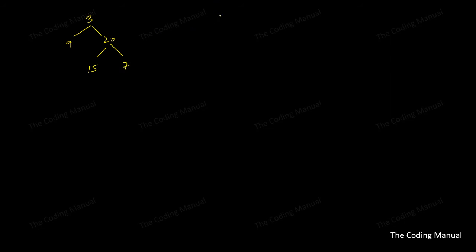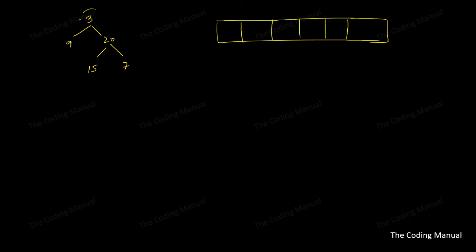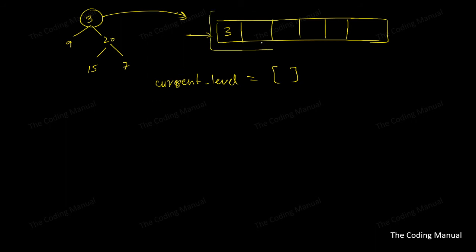So we will use a deque. We initialize it and first put the root in the queue. Until the queue is empty, we will traverse the queue and check at each level. So we make the current level an empty list, and then we see the length of the queue. Right now it is 1, so we will traverse till that length.